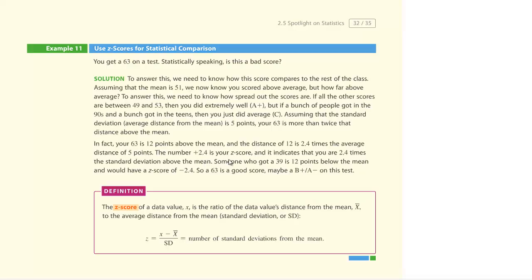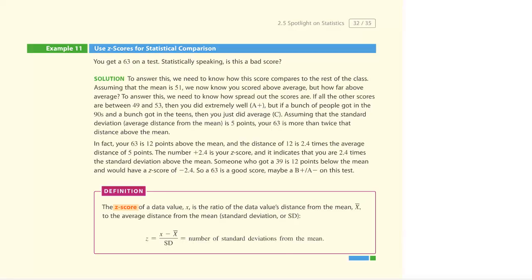And the z-score just means how many standard deviations you are above or below the mean. So if you have a z-score of negative 2.4, that means you're 2.4 standard deviations below the mean. And if you have a z-score of positive 2.4, as you do in this scenario, you're 2.4 standard deviations above the mean. And you might go, okay, well, what does that mean?